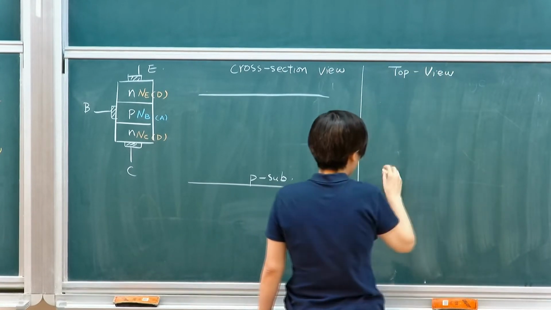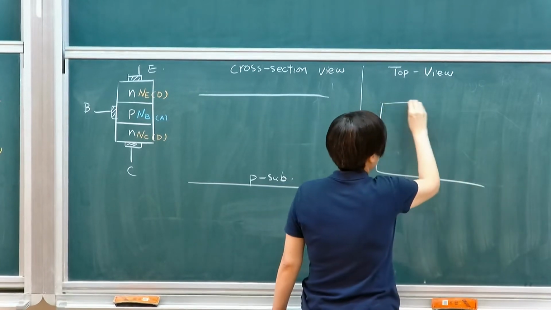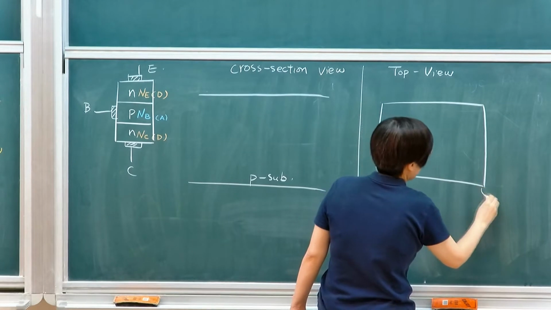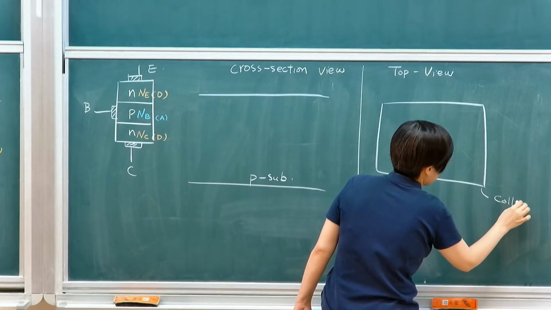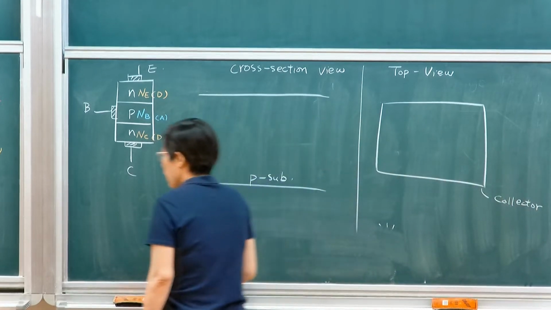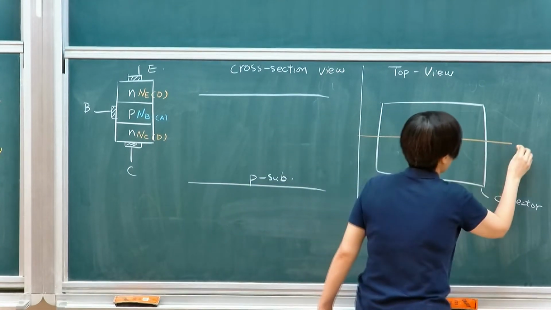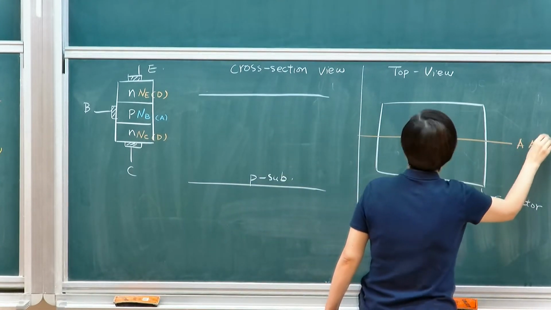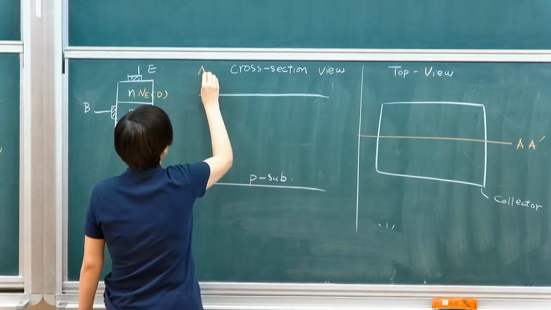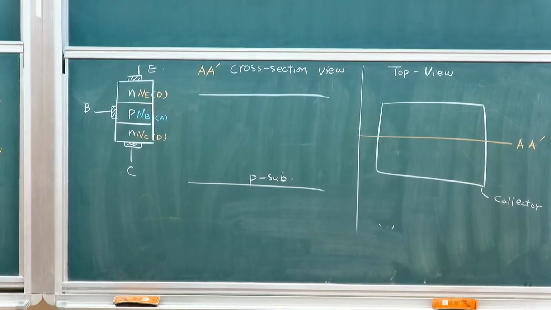So you start with the wafer, and then you define the collector. If I'm cutting along this line, this is my AA cross section. I need to define a collector region. Let me use a different color. Collector.